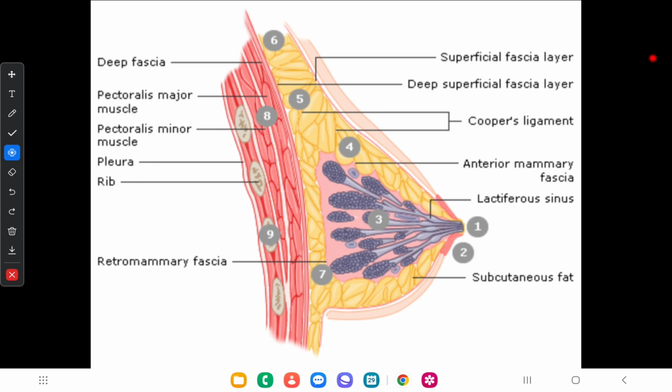Hello everyone, in this video I am going to discuss the anatomy of the female breast. The female breast overlies the second to sixth rib, as you can see here, and 2/3 of it rests on the pectoralis major muscle and 1/3 lies on the serratus anterior muscle. Its lower medial edge just overlaps the upper part of the rectus sheath.